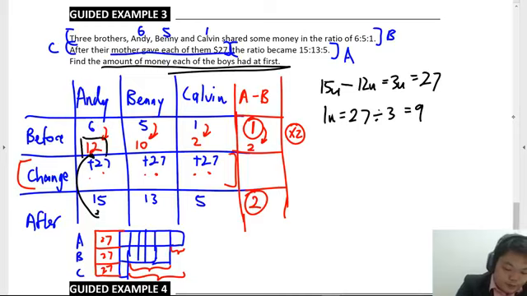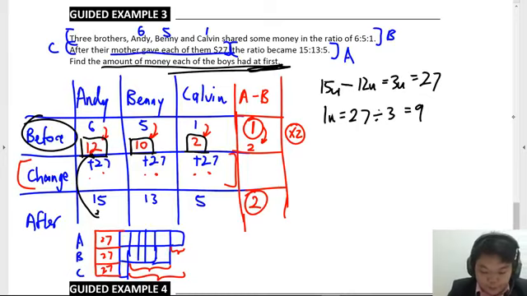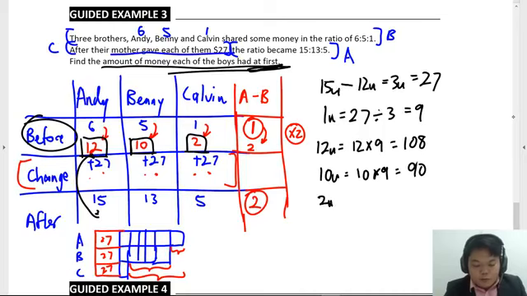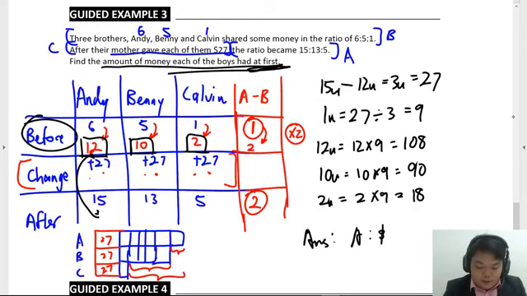We have to find the most updated unit at the beginning. At first, that will refer to before. So we find out 12 units for A. This will be 12 times 9, 108. Benny is 10 units, so this is 10 times 9 to give you 90. 2 units will be 2 times 9 to give you 18. So the answer here for A will be $108. B will be $90. For C, this will be $18.